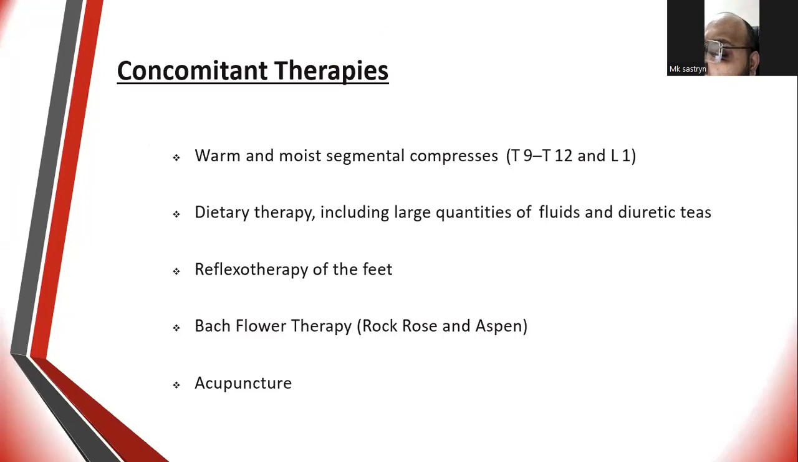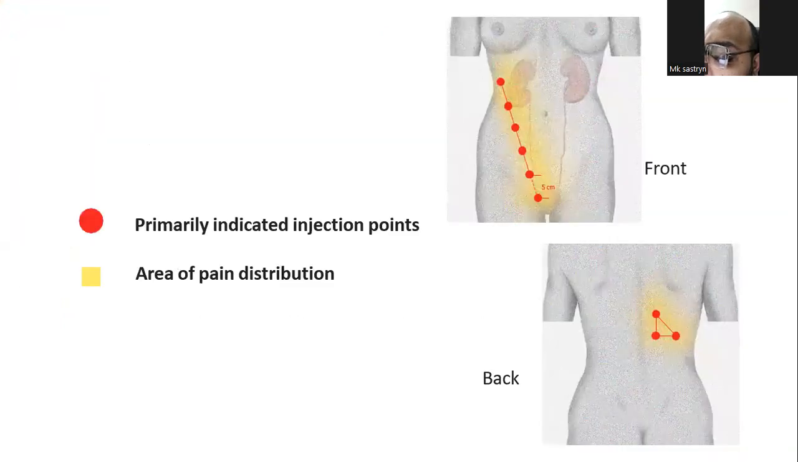So you have to use T9, T12, L1. These are the acupuncture points. You can compress them or insert the needle. You can see this is the primary area of the injected points, and these are the area of distribution of the point. So these 3 points plus these points. Be careful, kidney is very near, so don't go very deep.